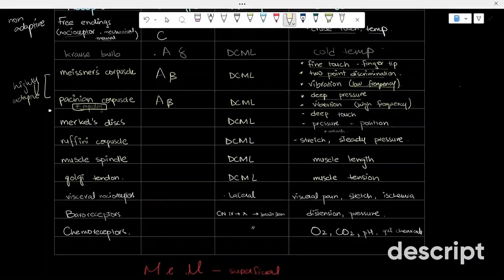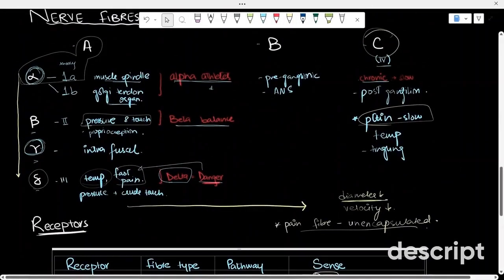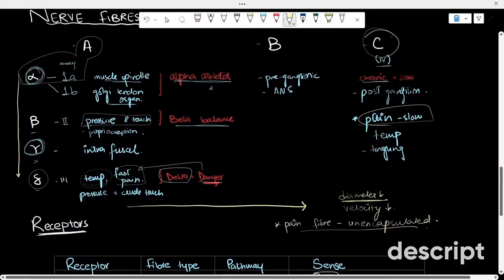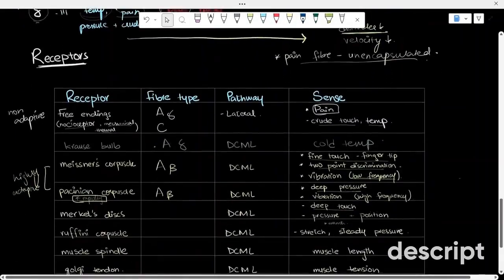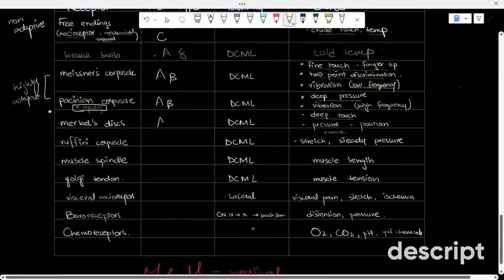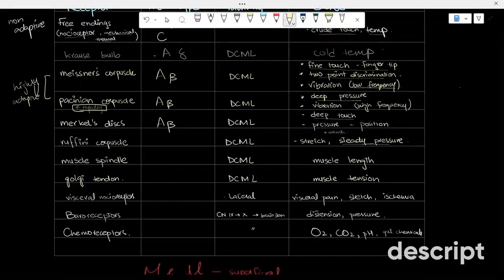Now moving on to Merkel's disc. Merkel's disc is responsible for deep touch. Keep in mind it's not deep pressure, it's deep touch, pressure and position. Since again we're talking about touch and pressure, see over here which fiber is responsible for touch and pressure. You can see for yourself it's the A beta fiber. So A beta fiber.